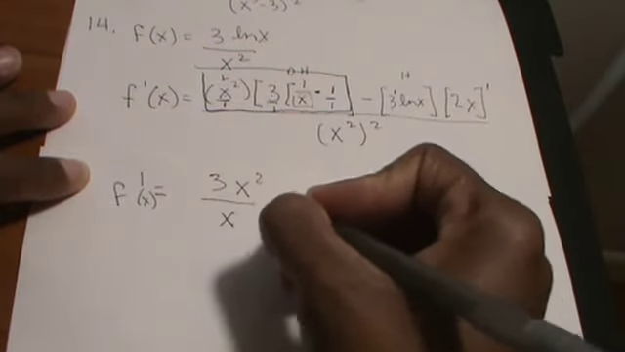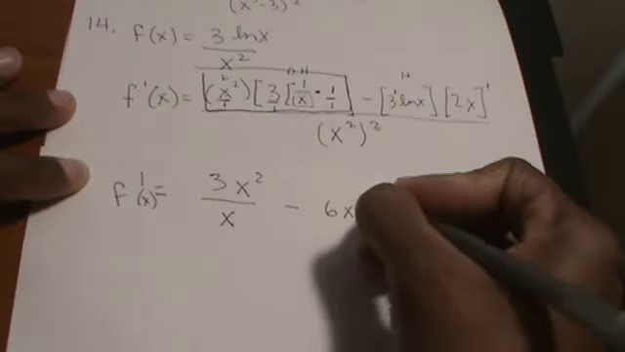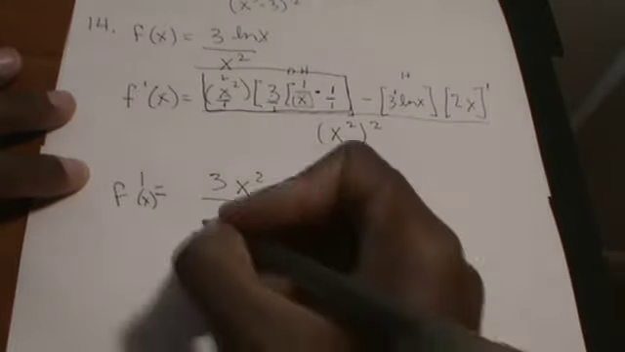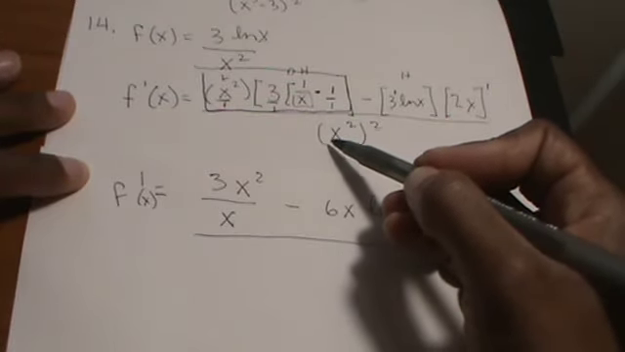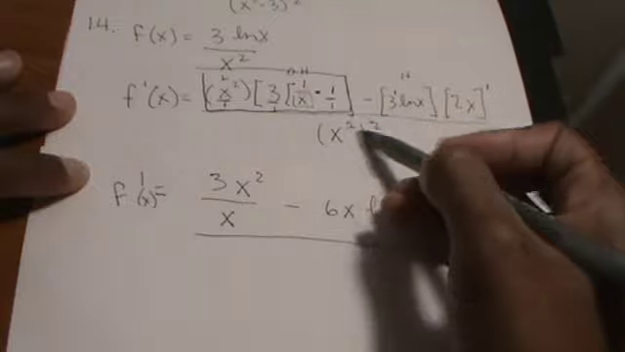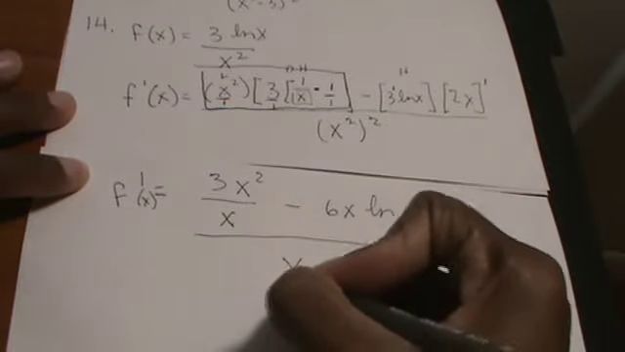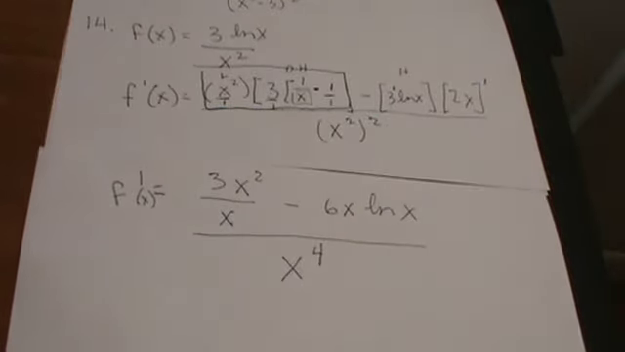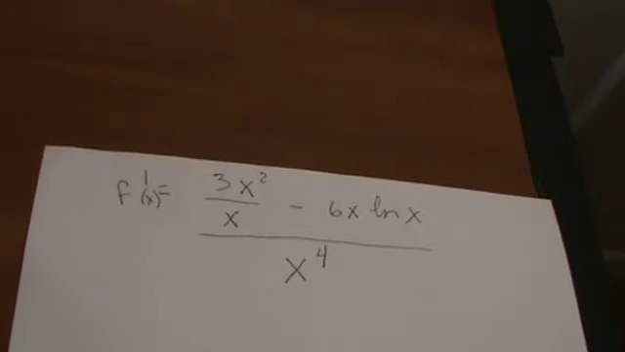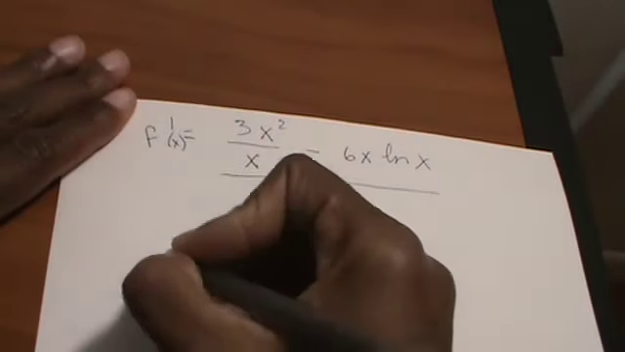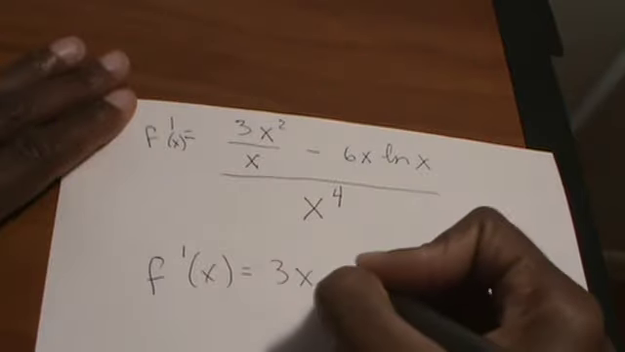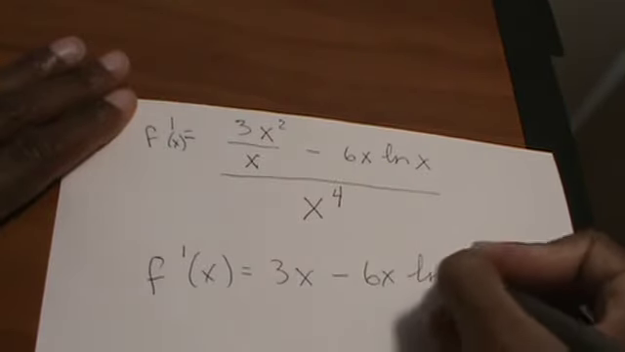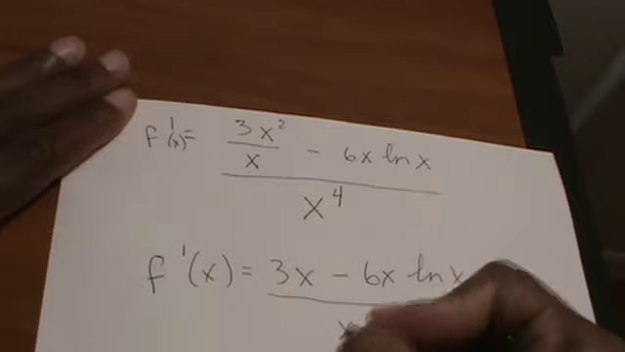x minus 6x natural log of x divided by, now when you have an easy simplification you might as well do it, x squared squared says you multiply those two together, this becomes x to the 4th power. Okay, so of course you could go one better and say this is f prime of x equals 3x minus 6x natural log of x all over x to the 4th.